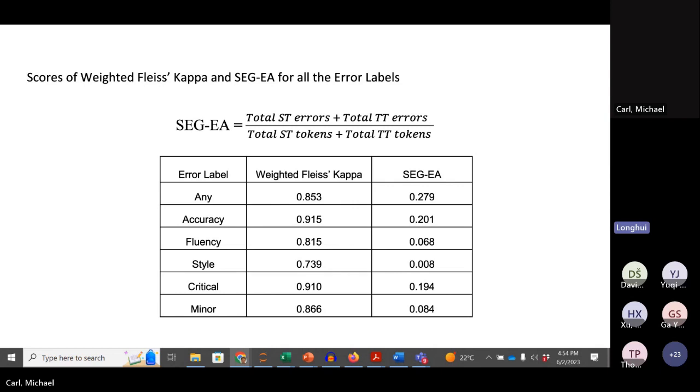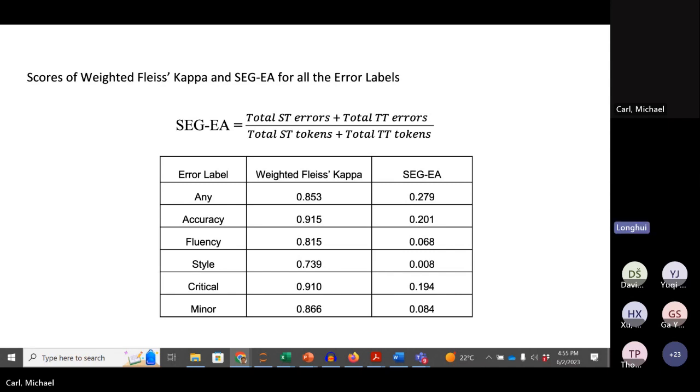And from here, we can see how many words are erroneous according to our three annotators' annotations. So here we can see this column is the segment-wise error average for any kind of error. That means all kinds of error. We got 0.279 for the segment level error average score. That means 28% of the text has errors as annotated by the three annotators. That is about 1/4 of both the source text and target text, because the errors can happen on both sides.